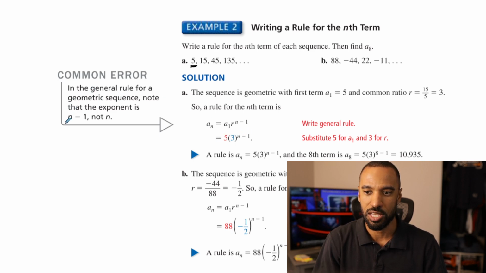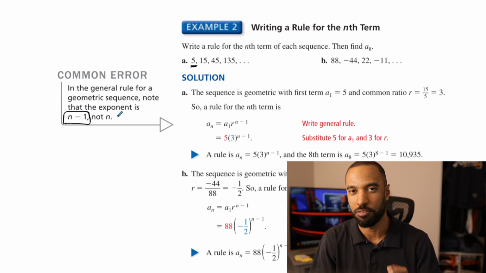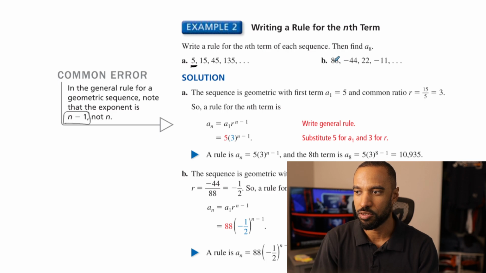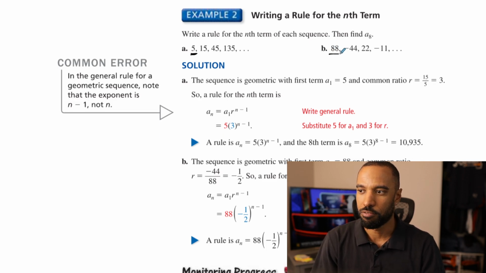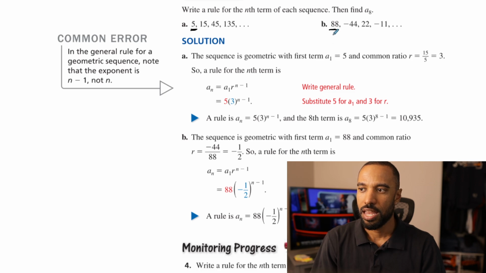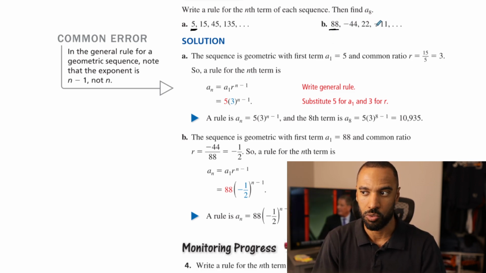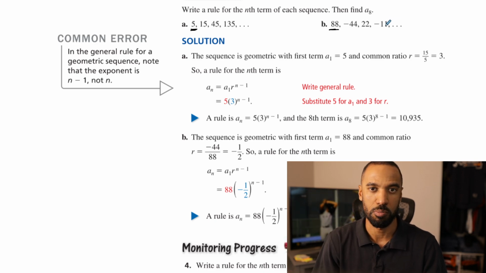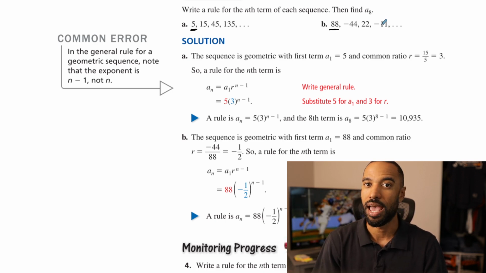Note, they're even saying the same thing. It is to the n minus 1 power, not n. That's because you are starting from the first term. Same way we do it with common differences. Next one on B, your first term is 88. And your common ratio, if we're dividing by not just 2, but negative 2 as the signs change, that also means you're multiplying by negative 1/2.